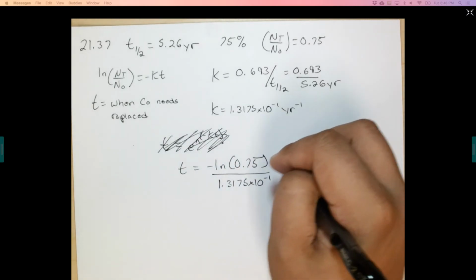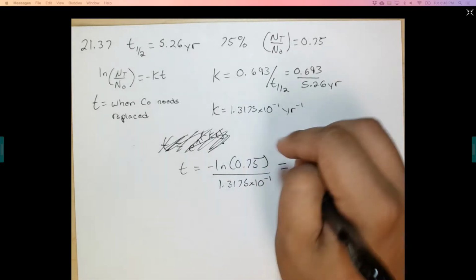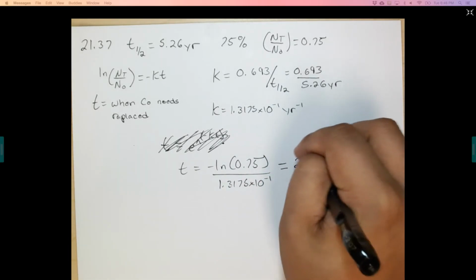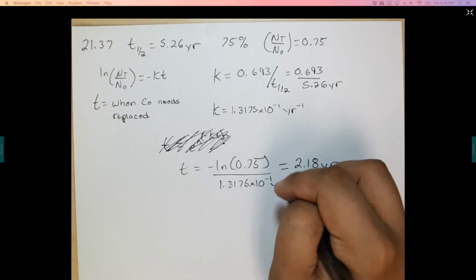Okay, and we see that this is equal to 2.18 years. Again, this is year to the negative 1. Keep your units.